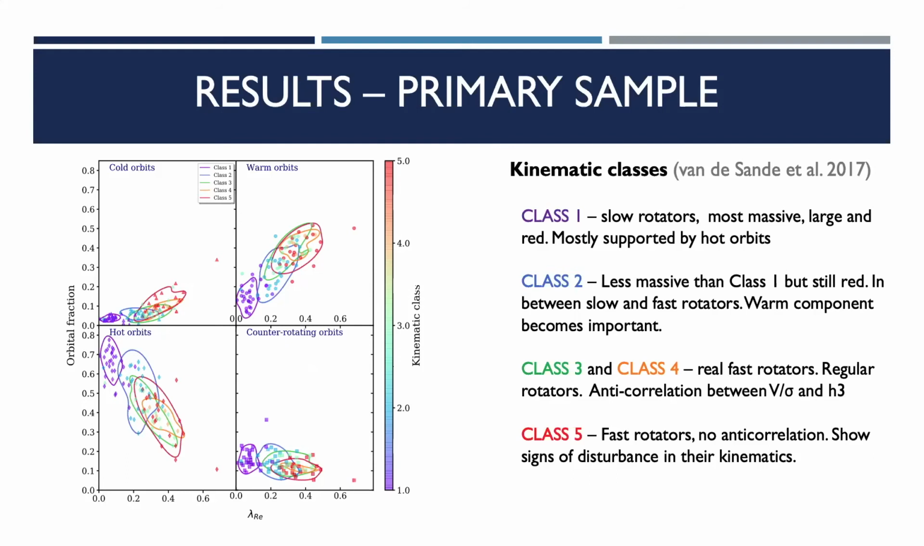Now, if we add the extra information that I plotted here with the colors, the colors represent different kinematic classes.